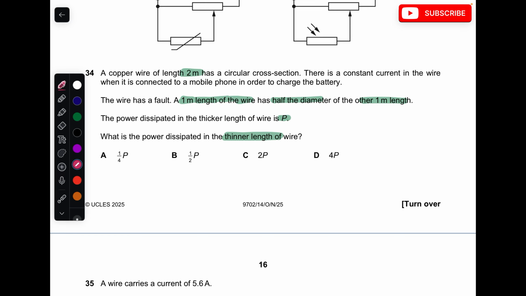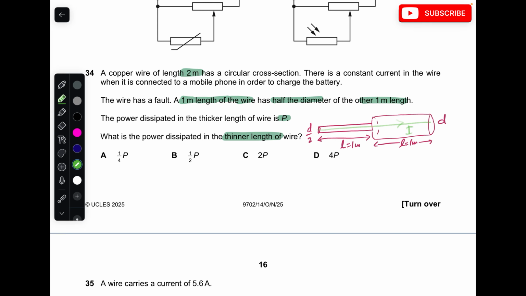Let's make the scenario first. Suppose this is the wire, and then there is a bigger area of the wire. They are like this. Let's suppose this is D and this is D by 2. This is L, 1 meter, and this is also 1 meter. As they are in line, the same amount of current will pass through both of them. We have to find the power dissipation. We know power is I squared R.